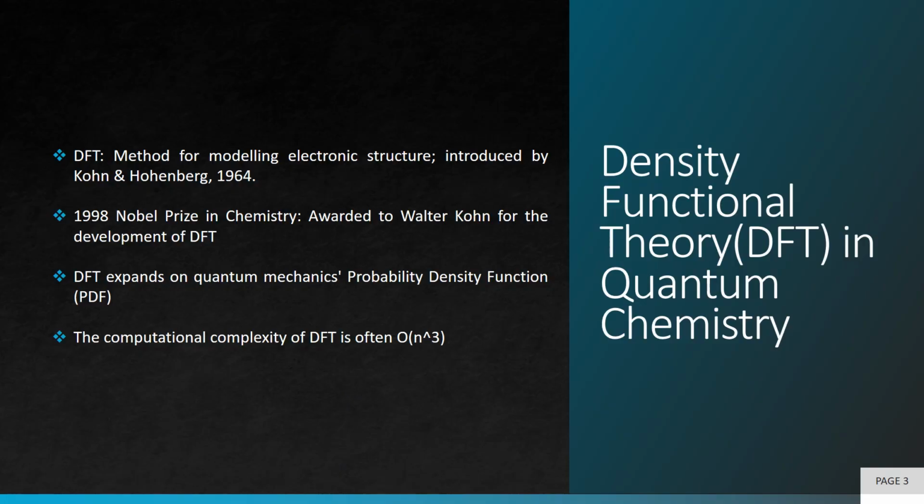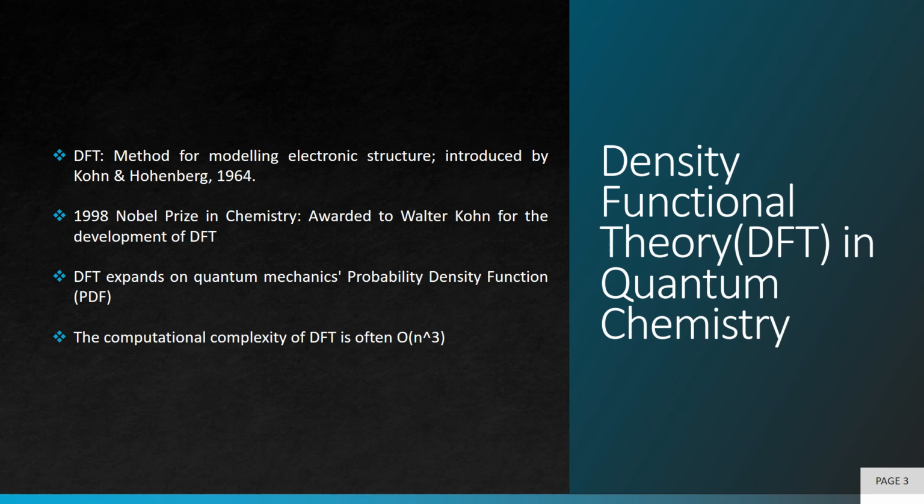The density functional theory, also known as DFT, was introduced by Kohn and Hohenberg in 1964. It was used to model the electronic structure of an atom. This work received a Nobel Prize in chemistry in 1998 and has been widely used in the field of quantum chemistry. The DFT is a complex mathematical function which expands on the quantum mechanics of the probability density function.